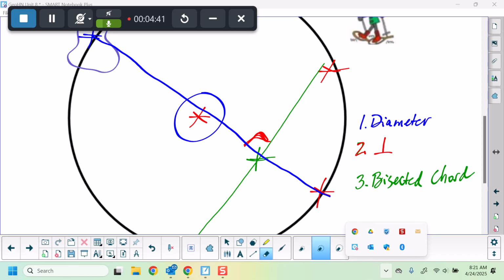If you have a diameter that's perpendicular, you know that chord is bisected. If you have a diameter that bisects a chord, you know they're perpendicular. Anytime you have a perpendicular relationship and a bisected chord, that bisector is a diameter. And the most important part about this is it creates all kinds of right angle relationships. So now we've got Pythagoras, we've got our special right triangles, everything from Unit 6, fair game. Trig, special right triangles, altitude to the hypotenuse, all of it, fair game.